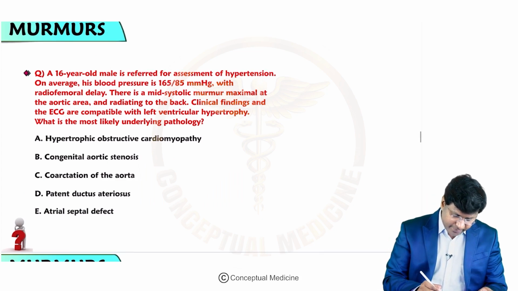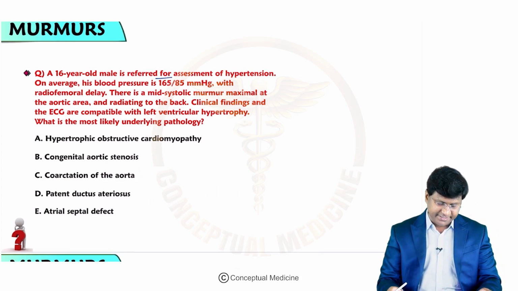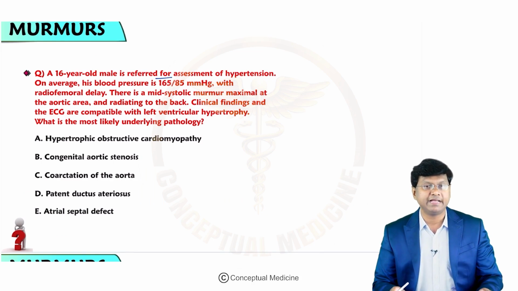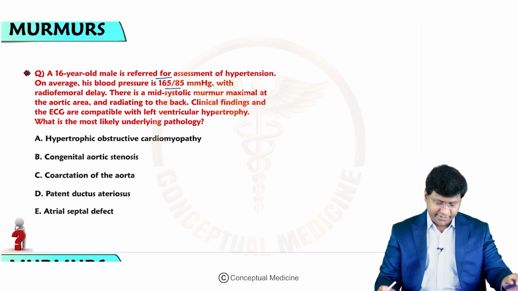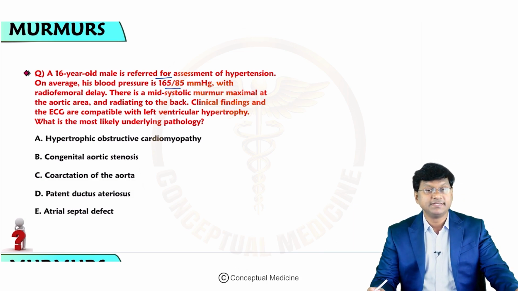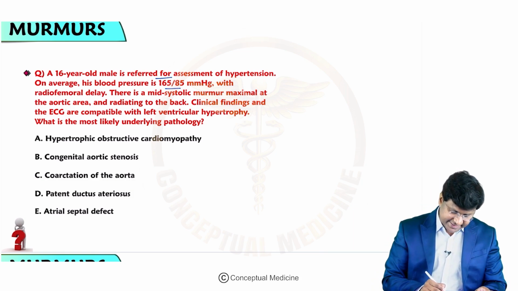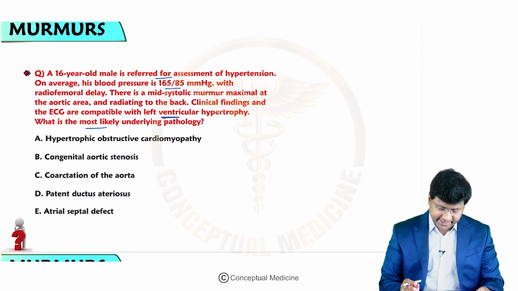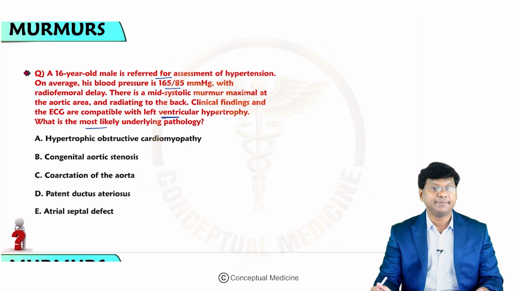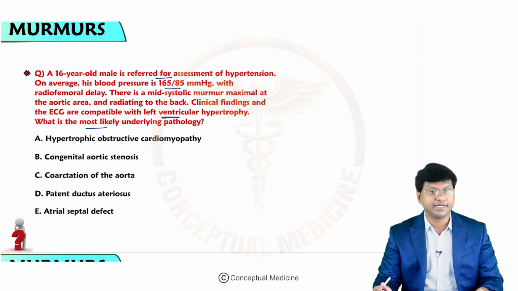A 16-year-old male is referred for assessment of hypertension. On average, his blood pressure is 165 by 85 millimeters of mercury with radiofemoral delay. There is a mid-systolic murmur maximum at the aortic area and radiating to the back. Clinical findings and ECG are compatible with left ventricular hypertrophy. What is the most likely underlying pathology? Hypertrophic obstructive cardiomyopathy, congenital aortic stenosis, coarctation of aorta, patent ductus arteriosus, atrial septal defect.